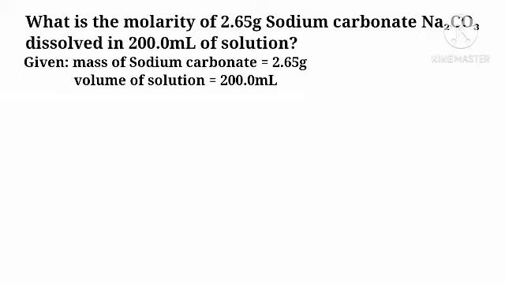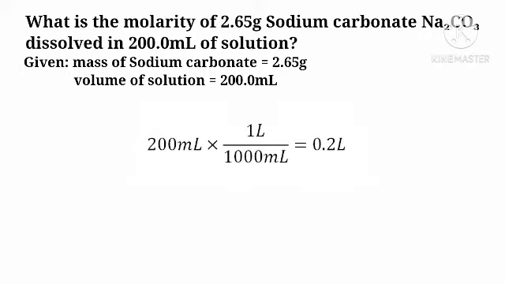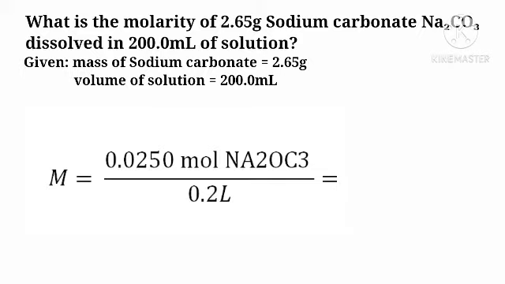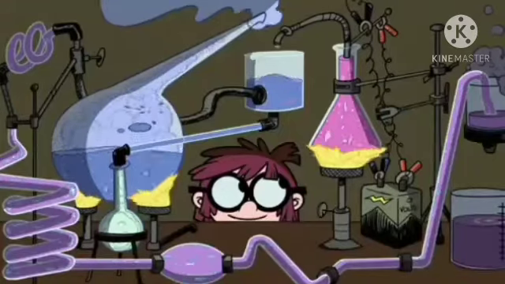The unit of the volume should be in liters. To get that, 200.0 milliliters times 1 liter divided by 1000 milliliters. Cancel the mL, the answer is 0.2 liters. After this, let's use this formula to get the molarity. 0.0250 moles of sodium carbonate divided by 0.2 liter. The answer is 0.125 moles per liter or 0.125 M.